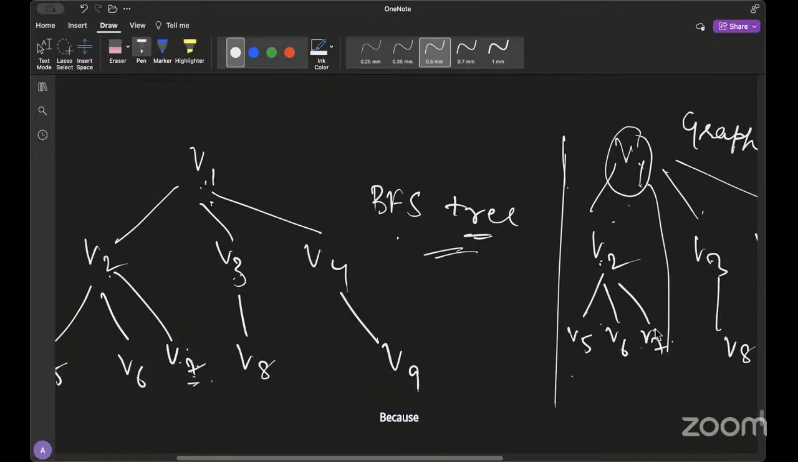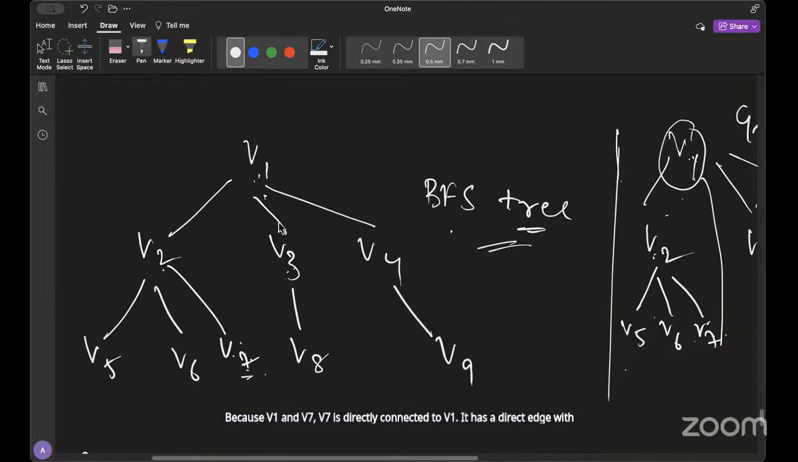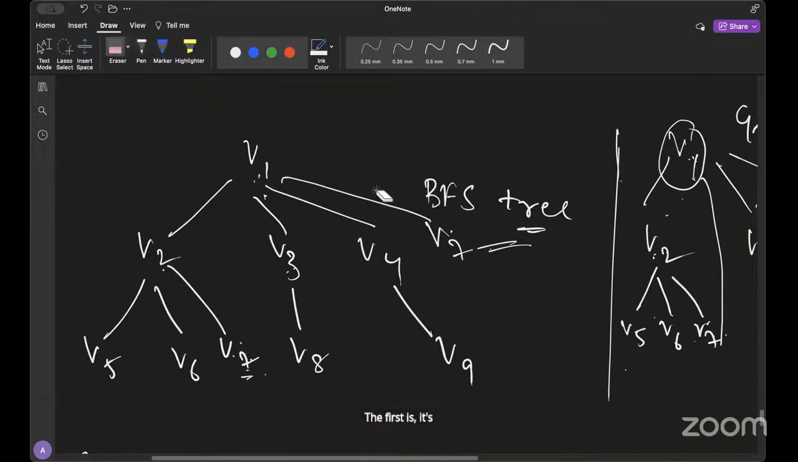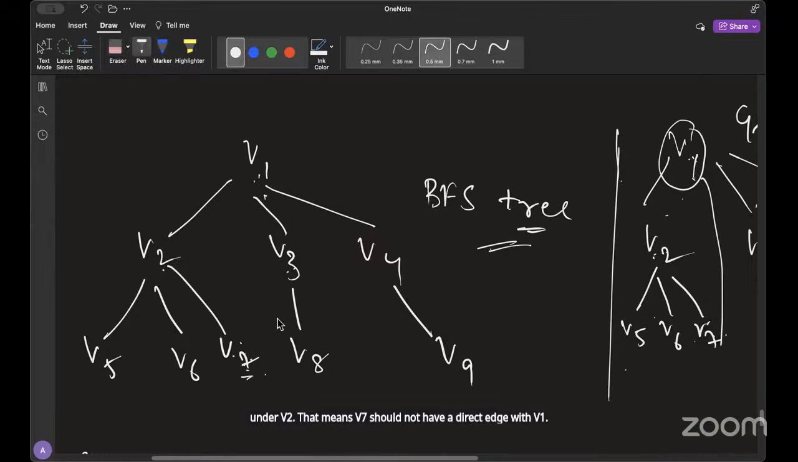Because V7 is directly connected to V1. It has a direct edge with V1. So you should have written it here, right? And once you write a vertex, you don't write it again. Here it's not written under V1, it's written under V2. That means V7 should not have a direct edge with V1. If it had a direct edge with V1, then you would write it here, not here. Is this okay?